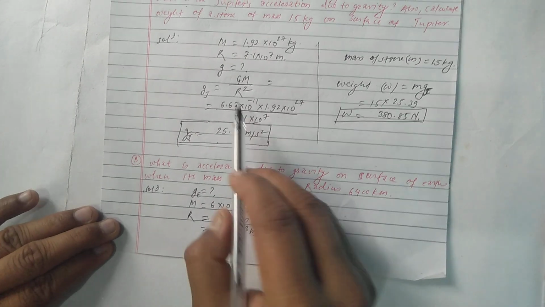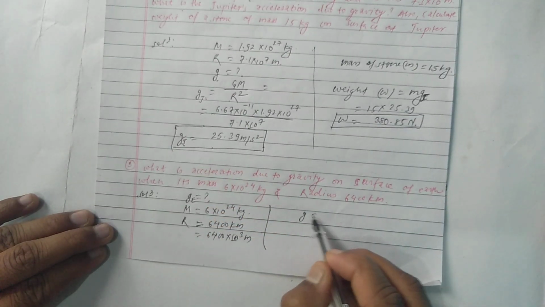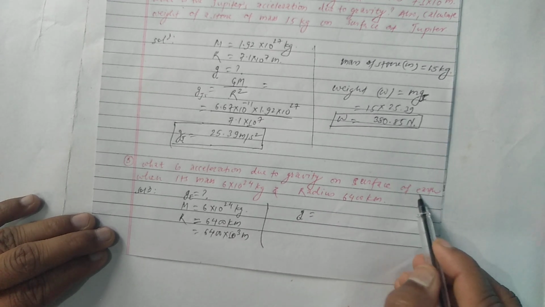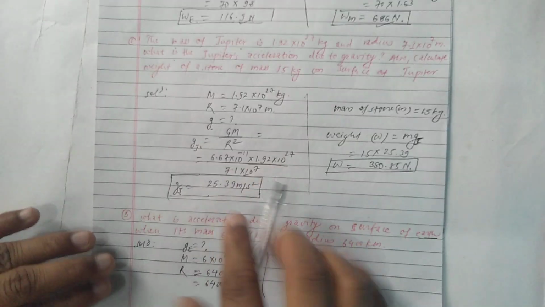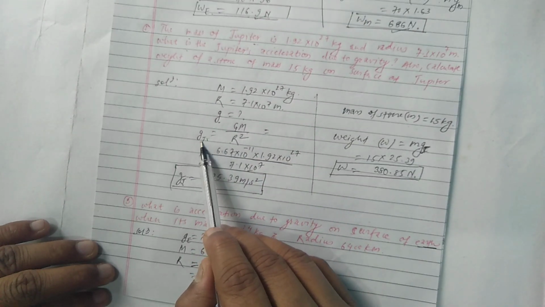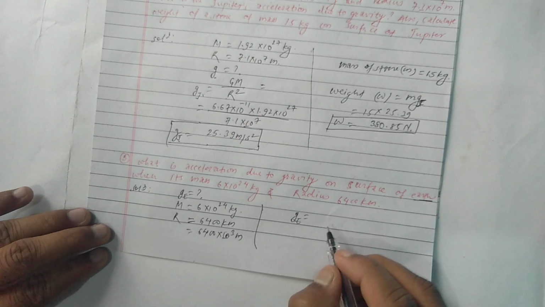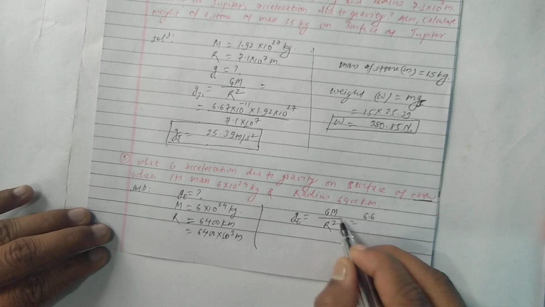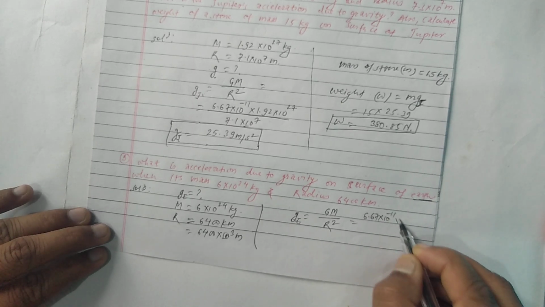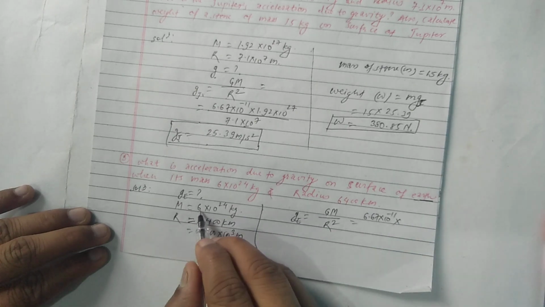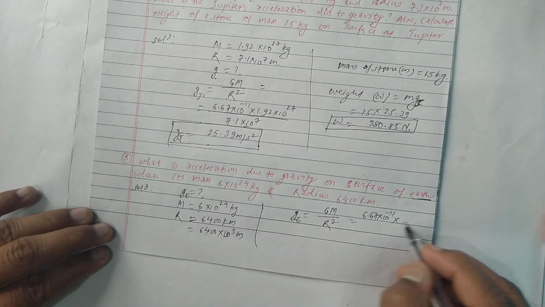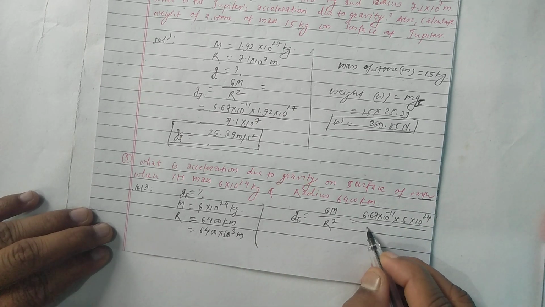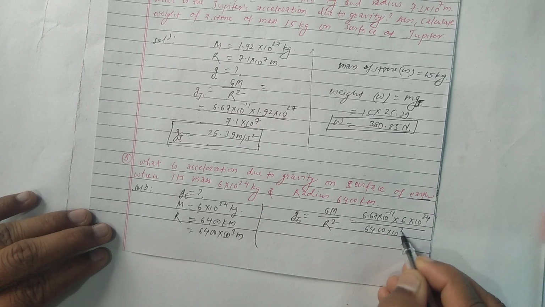Now we know the formula g equal to GM upon r square. g is the value of acceleration due to gravity, but here in this case this is Earth, so g for Earth. In the previous one this g was for Jupiter, so we wrote j, that is Jupiter. This is Earth, so GM upon r square. The value of G is constant, but the mass of Earth is different from Jupiter, so we take this one upon the value of r, which is 6400 into 10 to the power 3, whole square.